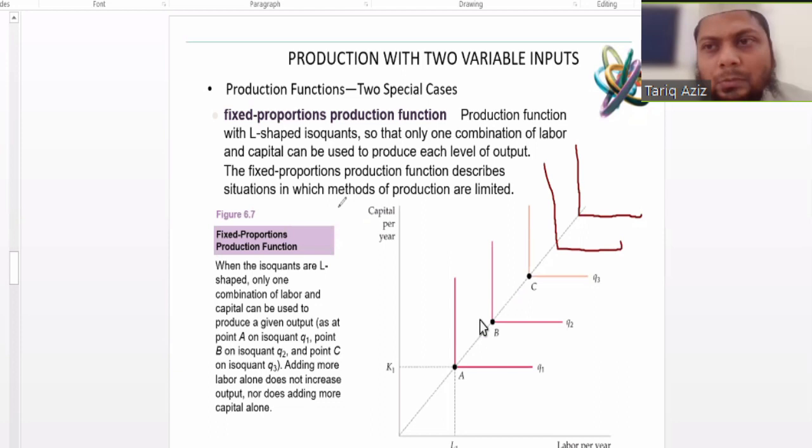But in the case of a power loom, one labor can handle up to maybe 4 or 5 power looms. So different combinations are possible.